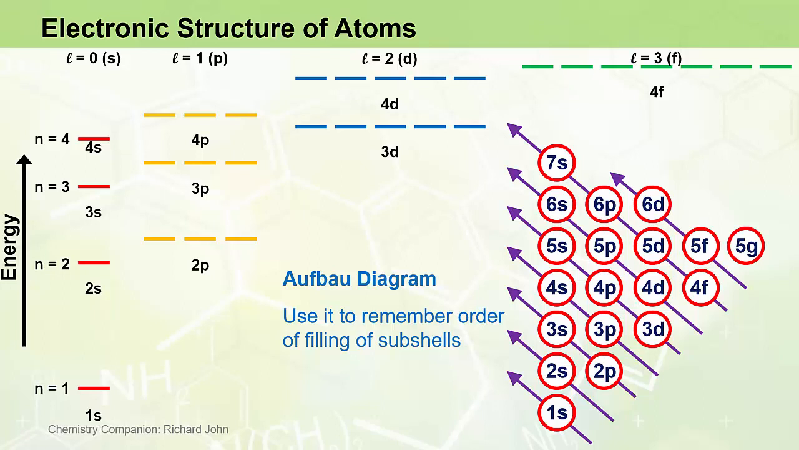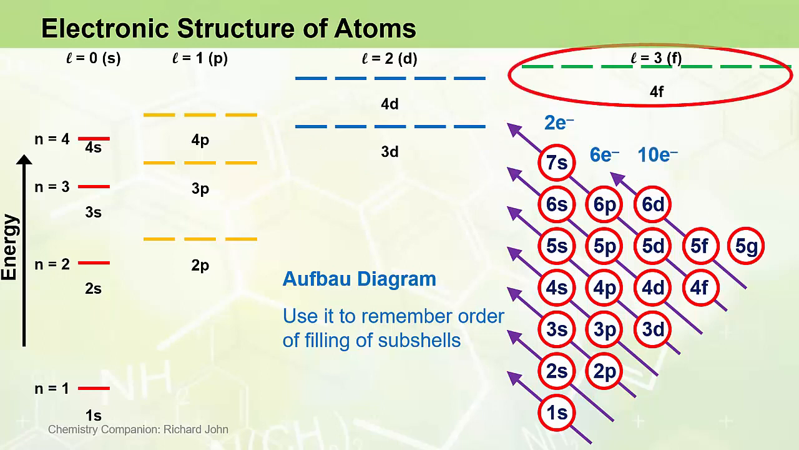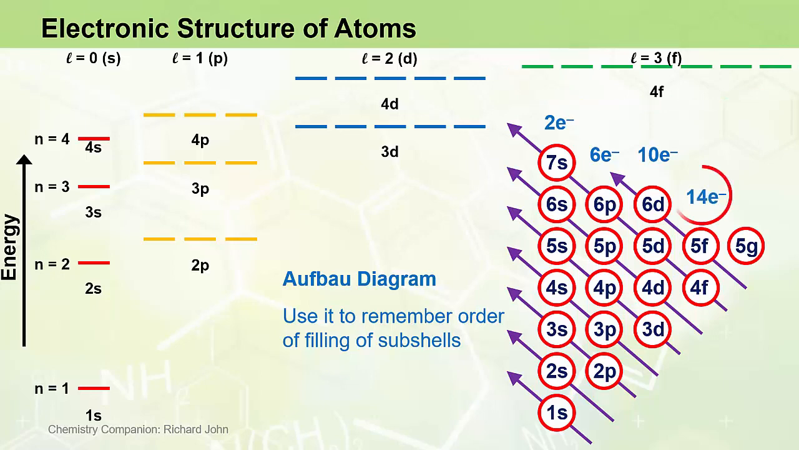The other thing we need to remember is the number of electrons that each subshell can accommodate. All s subshells have only one orbital and so can only accommodate 2 electrons. All p subshells have 3 orbitals and so can accommodate 6 electrons. All d subshells have 5 orbitals and so can accommodate 10 electrons. And all f subshells have 7 orbitals and so can accommodate 14 electrons.